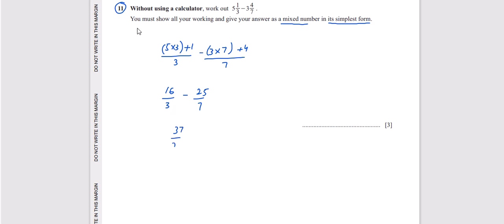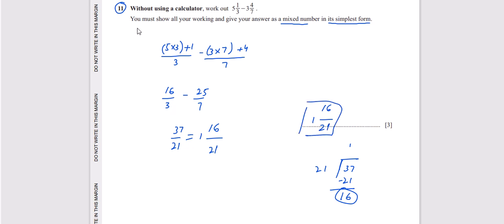37 over 21. So we use 21 as the common denominator. Subtracting these values, we get 16, so it is equal to 16 divided by 21. So the final answer is 1, this is the mixed form, 1 16 over 21. This is our final answer.